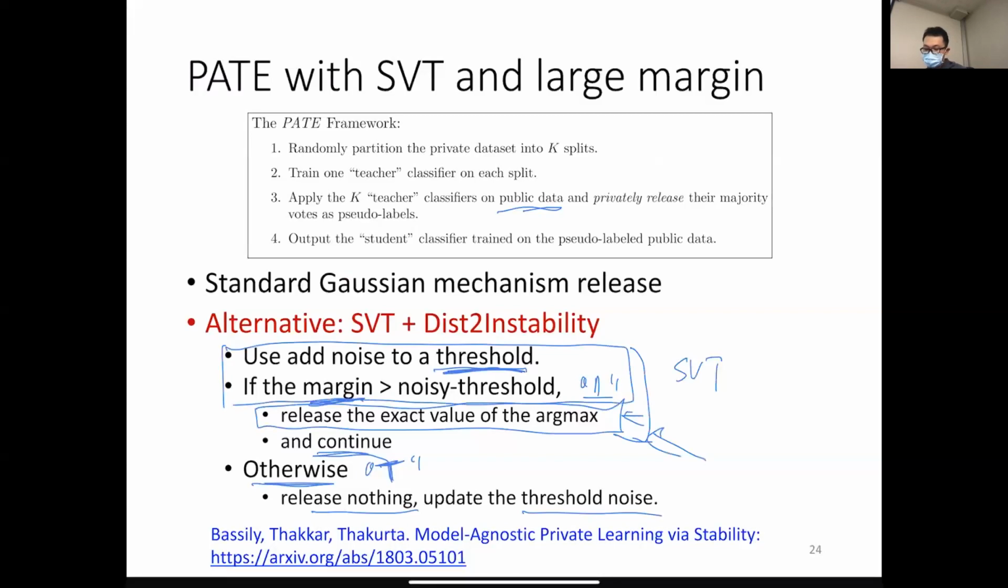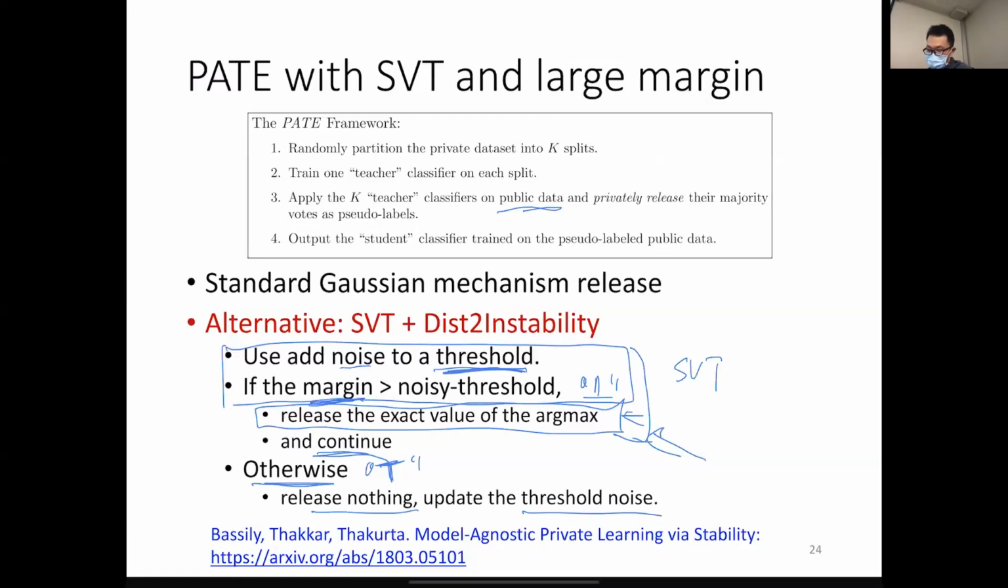Then notice that this margin is a surrogate for distance to instability, because if the margin is large, it means that the current data set is giving me something that's far away from being unstable. I need to change the output of many teachers in order to change the argmax of the voting score, right? So the margin is large, and margin is a surrogate of the distance to instability.